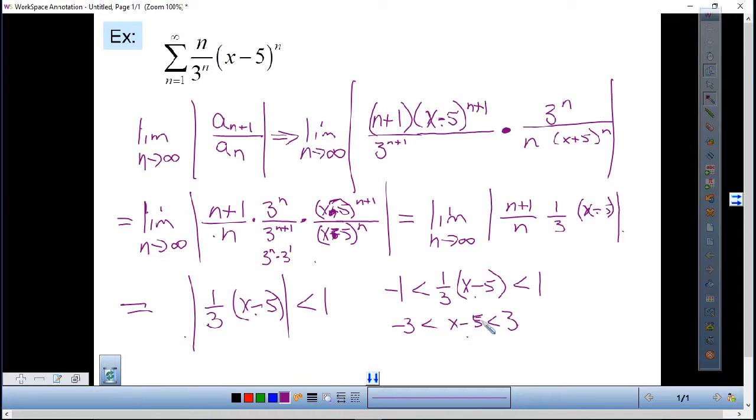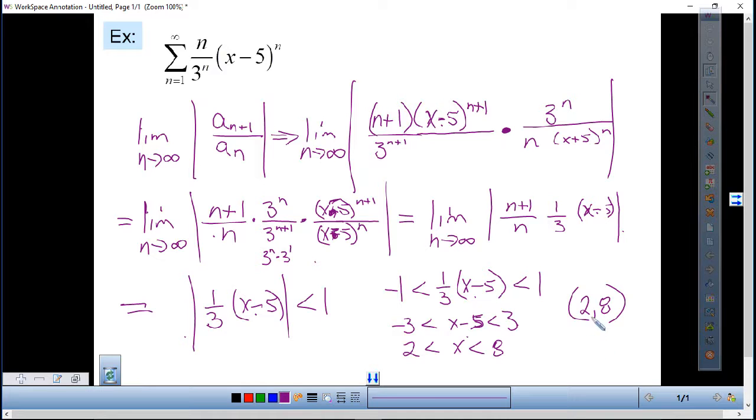So minus. All right, so I'm going to add 5 to all the parts, and that means I'm going to have x. -3 plus 5 is going to be 2, and 3 plus 5 is going to be 8. So my interval of convergence is from 2 to 8. Now, that's my interval of convergence. That's the x values for which this series will converge.